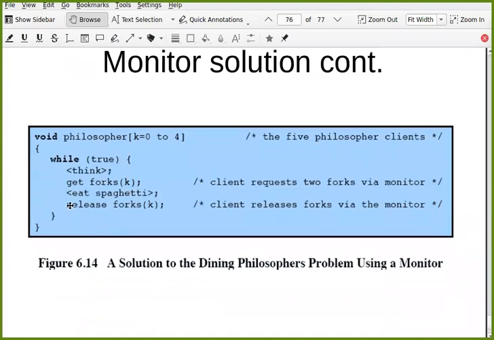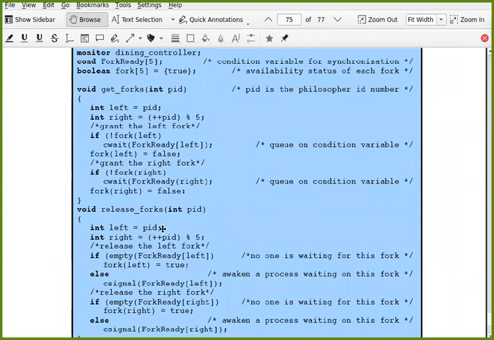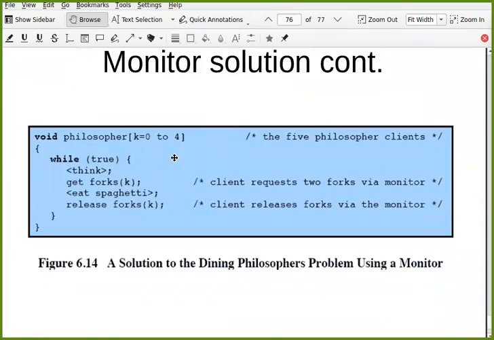And then it eats the spaghetti and releases the forks. Again, release forks is nothing but a procedure from the monitor. So if someone is executing release forks, at that time no other philosopher can enter this monitor. And get forks will help you to solve this problem, because while one philosopher is executing get forks, no other philosopher can execute at the same time. Because of that, both the forks will be acquired first, and then it will start eating.